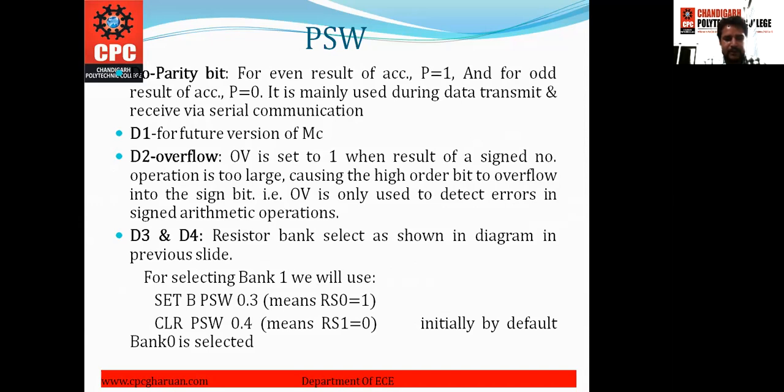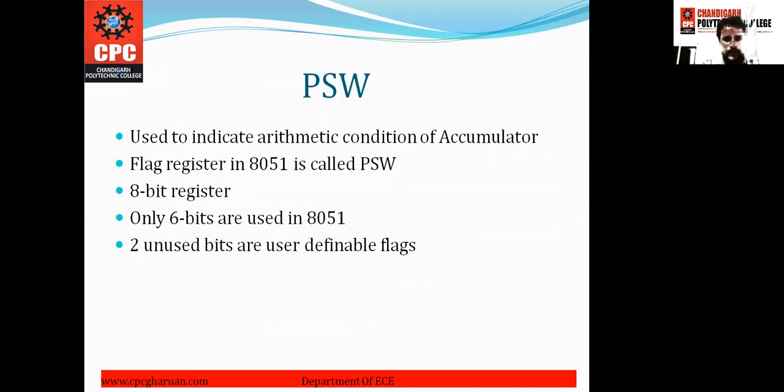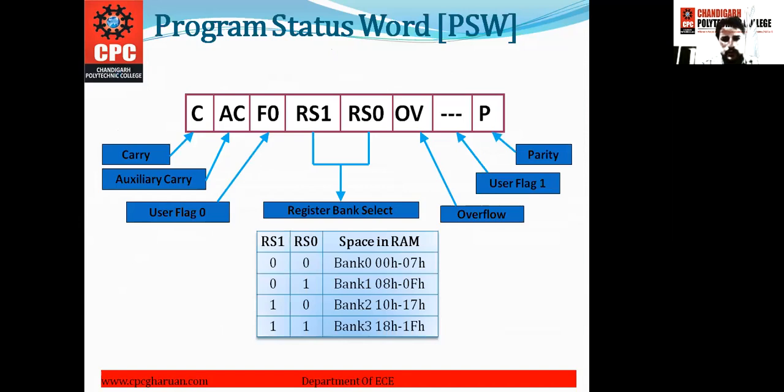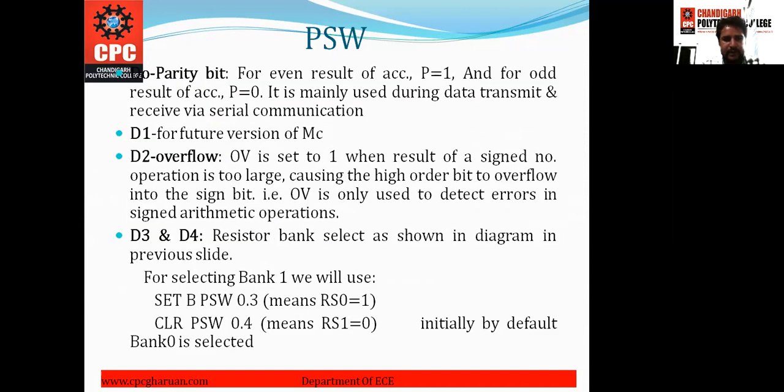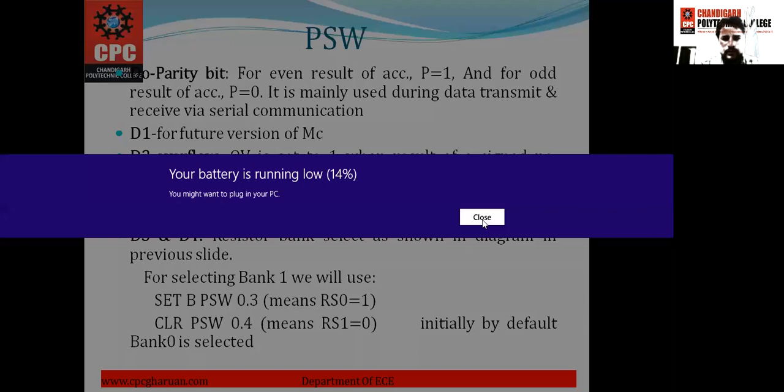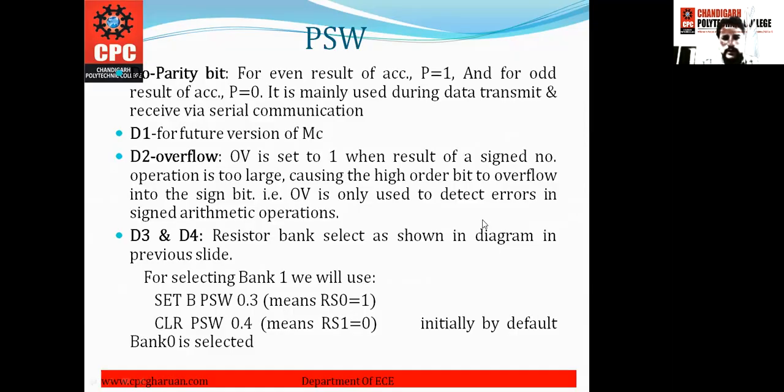Next is the D2, that is the overflow flag. As you can see in this slide, OV, that is the overflow flag. It is the D2 bit of the PSW. OV is set to 1 when the result of a signed number operation is too large, causing the high order bit to overflow into the sign bit. That is, OV, the overflow, is only used to detect errors in signed arithmetic operations.